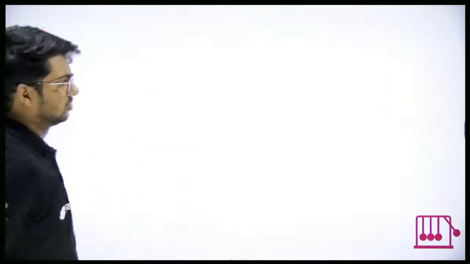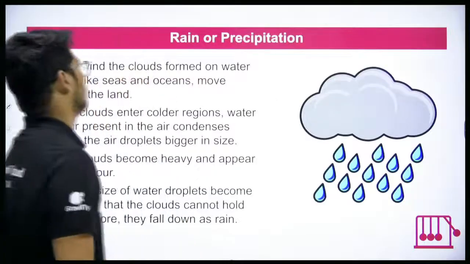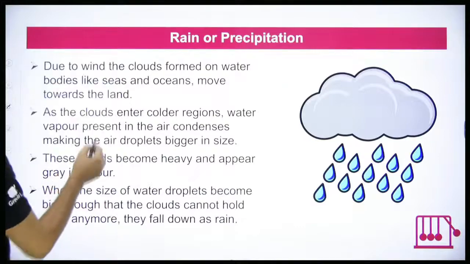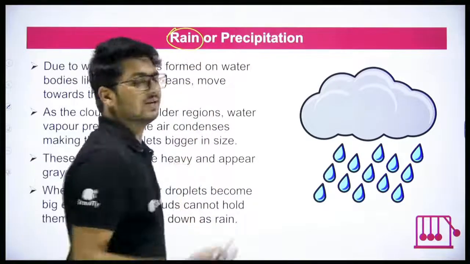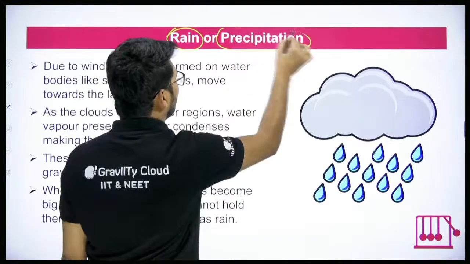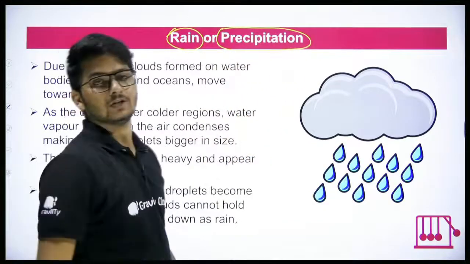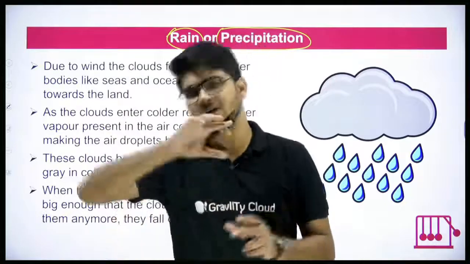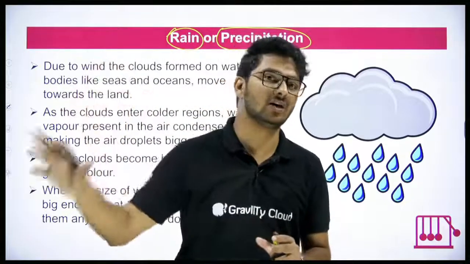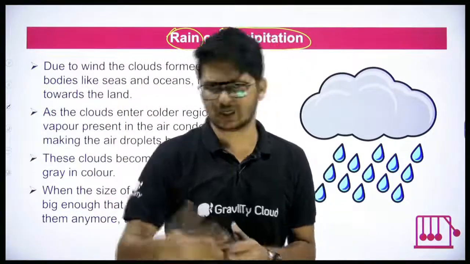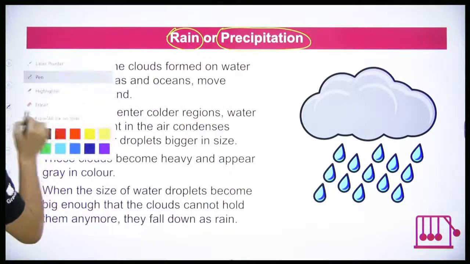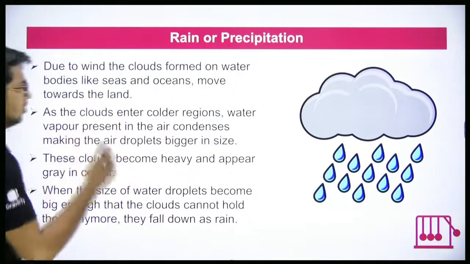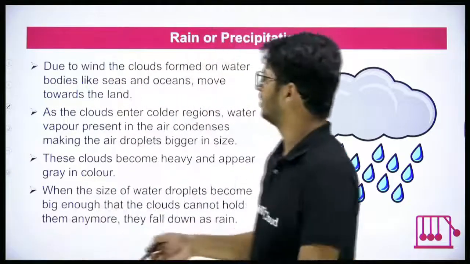We'll explain those things again. Don't worry. All the points are given here. Look at that. First of all, look at the heading. Rain, or else it is given a special name, precipitation. Whenever you see precipitation, you have to understand that they are referring mostly to rain. Okay, so read. We discussed the points, but we'll go through them.